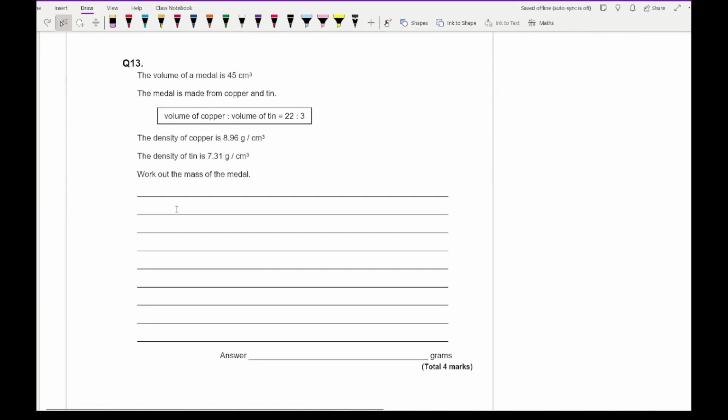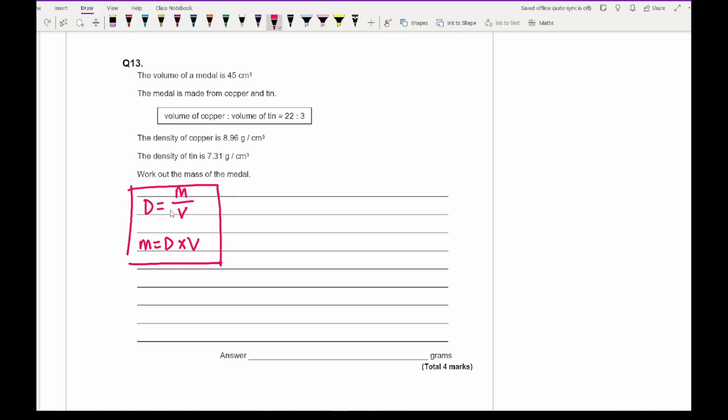Then moving on to our last question, it says that the volume of a medal is 45 centimetre cubed. The medal is made up from copper and tin, and the volume of the copper to the volume of tin is 22:3. The density of copper is 8.96 grams per centimetre cubed, and the density of the tin is 7.31 grams per centimetre cubed, and the question is asking us to work out the mass of the medal. Now here we know that density equals m over v, so m equals d times v. So these are the two formulas that I need to know.